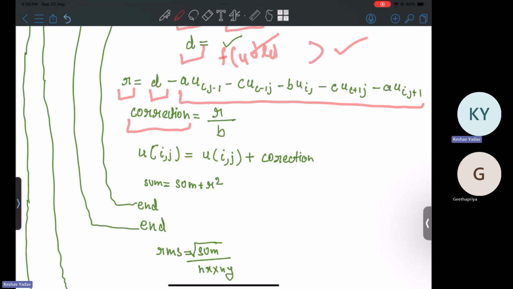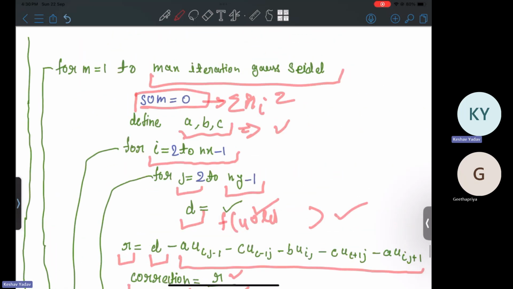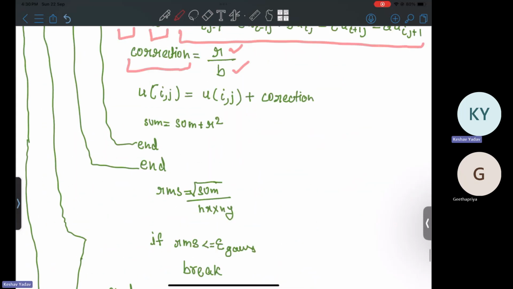So my correction will be what? Correction will be residue divided by b. B is what? The coefficient of uij. Uij coefficient is b. So I will divide with b. Now what will be my uij? Uij will be what?